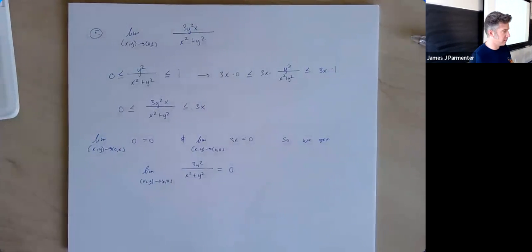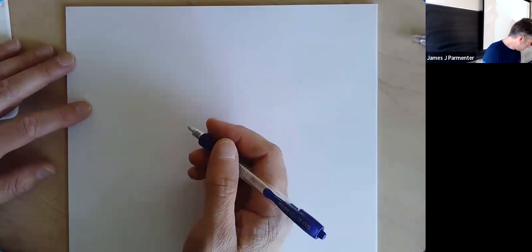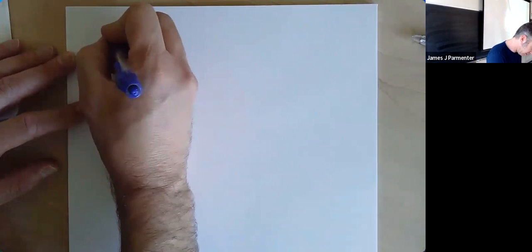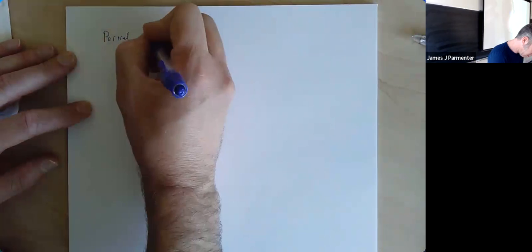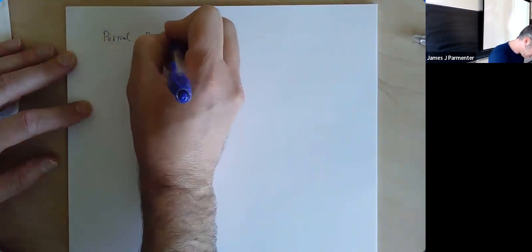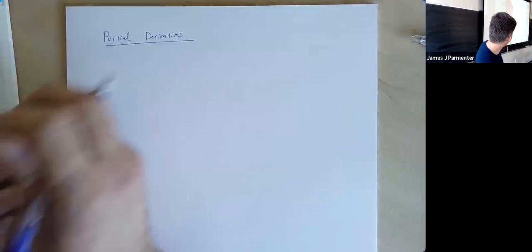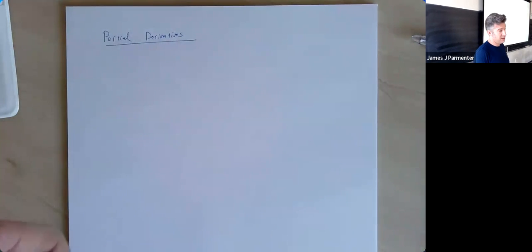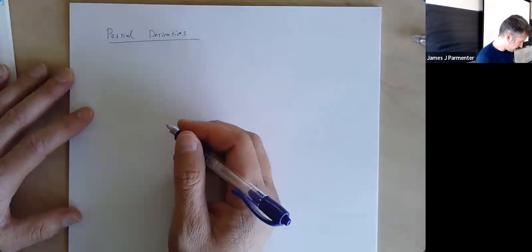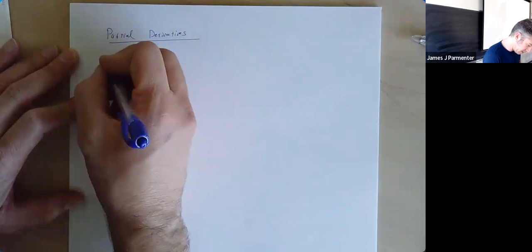All right, let's talk about partial derivatives. So, partial derivatives. And the idea behind a partial derivative really is that you are literally holding one variable constant and then differentiating the function as if it were constant. Let's just look at some examples.